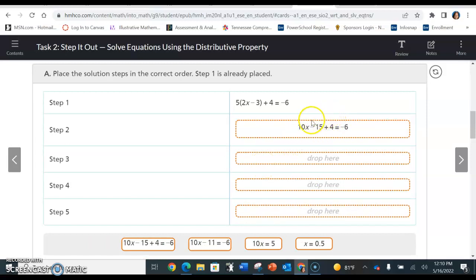All right, the next step, you would want to combine like terms. On the left, there's a negative 15 and a plus 4 that can be combined. And if you add those two together on the same side, you get negative 11.